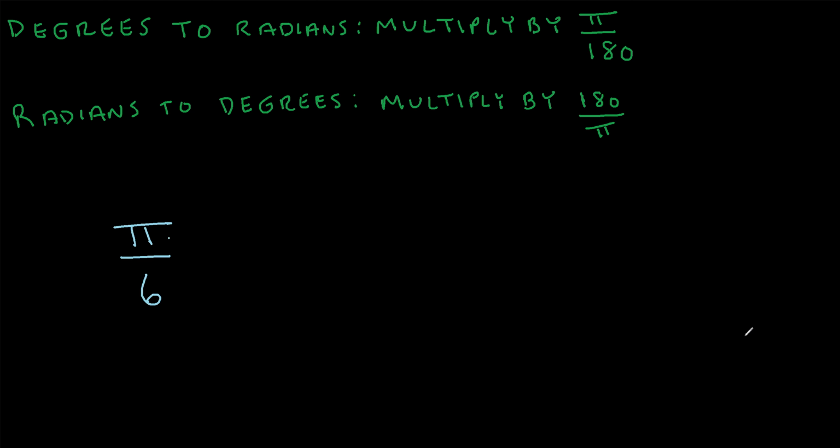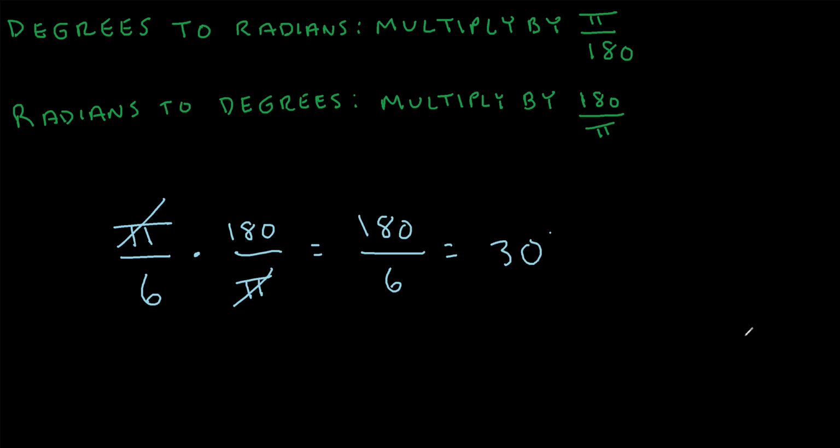Let's try another one. Let's say we have pi over 6 and we want to convert this to degrees. So to go from radians to degrees, we multiply by 180 over pi. So let's do that. So we'll multiply by 180 over pi. And notice that when we do this, we have a pi in the numerator here and a pi in the denominator here. So these two will just cancel out. And we'll be left with 180 over 6. So 180 divided by 6, that's 30. So 30 degrees. So pi over 6 is equal to 30 degrees.